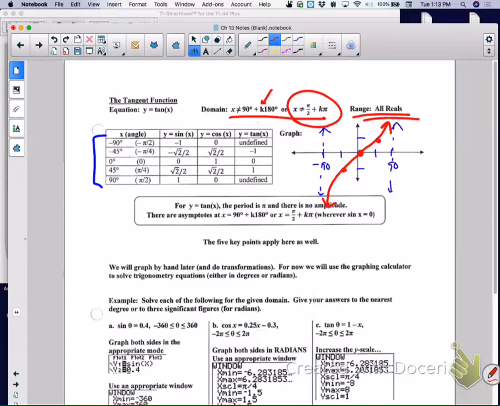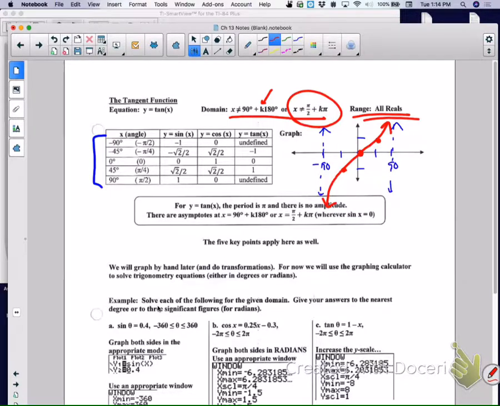Now, this one does have a period of 90. That's how fat that cycle is. It's going to repeat itself after that. I'm sorry, the period is pi, 180. We're going from negative 90 to 90, or negative pi over 2 to pi over 2. And there is no amplitude. The amplitude has to do with how tall the graph is, kind of, and there's no cap on this graph. It goes on forever.